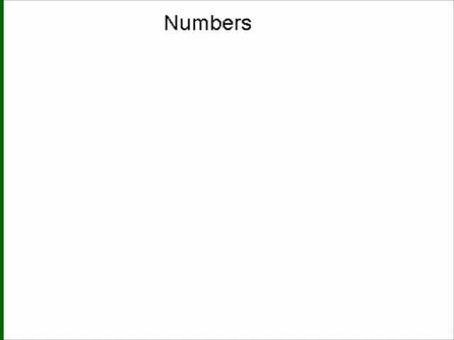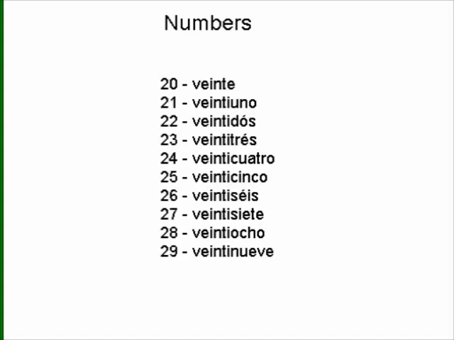Let's look at 20 through 29. 20 is veinte, and then starting with 21, we see the 3 words squished into one again. Veintiuno, which is really a shortened form of veinte y uno, 20 and 1, veintidós, veintitrés, and so forth through veintinueve. Notice a couple of accent marks here on the ones that end with S, veintidós and veintitrés.